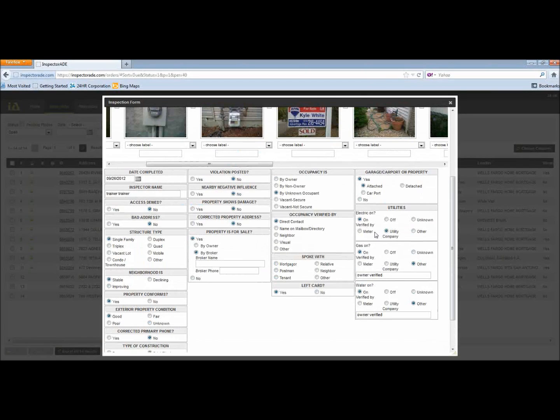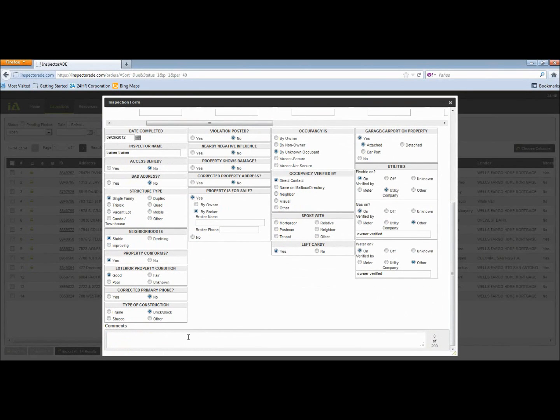Now, if you're going to use the utility company, from experience, if you call and ask them if that homeowner's power is on, they're probably not going to give you any information. If you try to call and use the address, your chances are better that they're going to give you information. If you do use the utility company, we need the phone number and the name of it every single time down here in the comments.